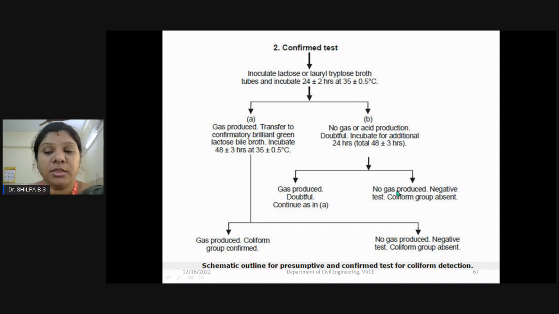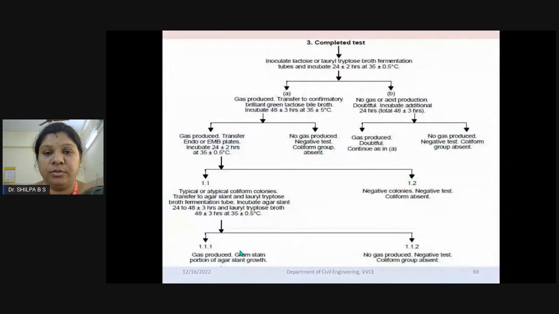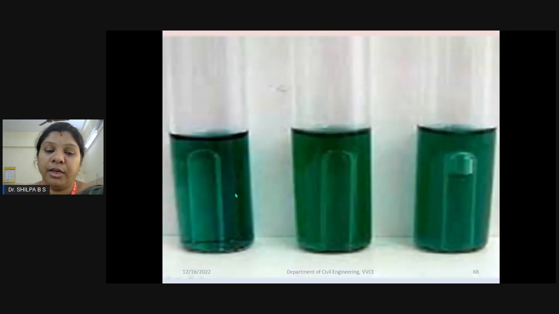So if no gas is produced, then it is considered as a negative test. If gas is produced, then that will be considered as a positive test, and it will be taken to the next stage of the test. This is how the brilliant green lactose bile broth will look. So this is the tube. In these three test tubes, two are considered negative because we can't see any gas formation in the Durham's tube, whereas in the third one, we can see the gas bubble collected in the Durham's tube. So that we can consider as positive.